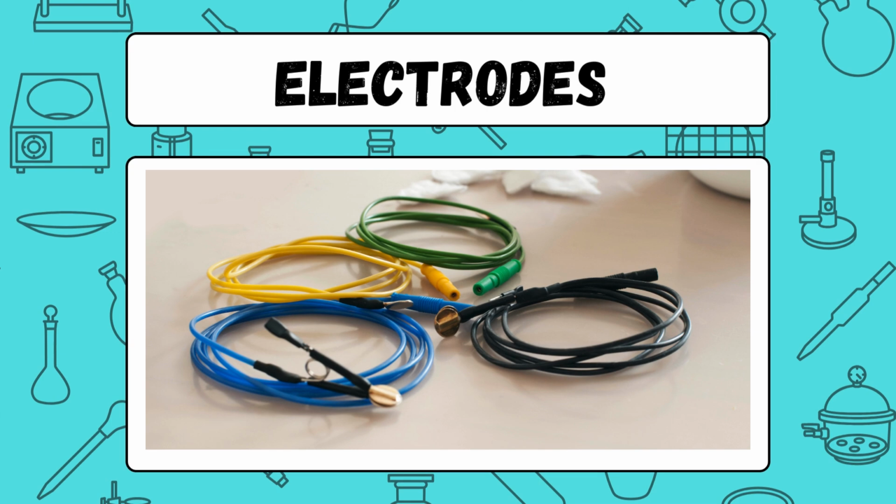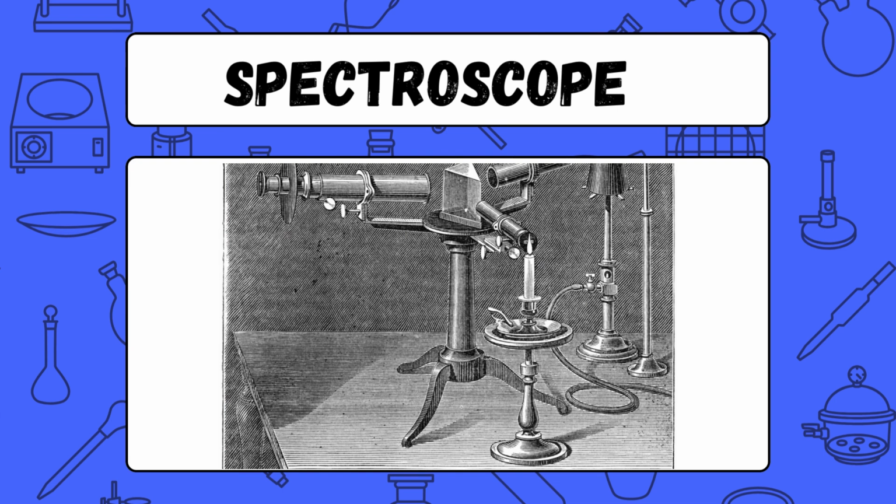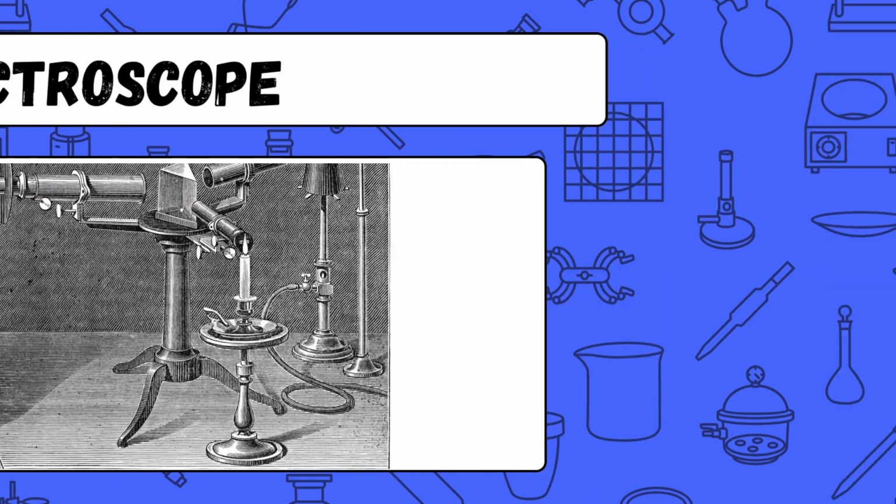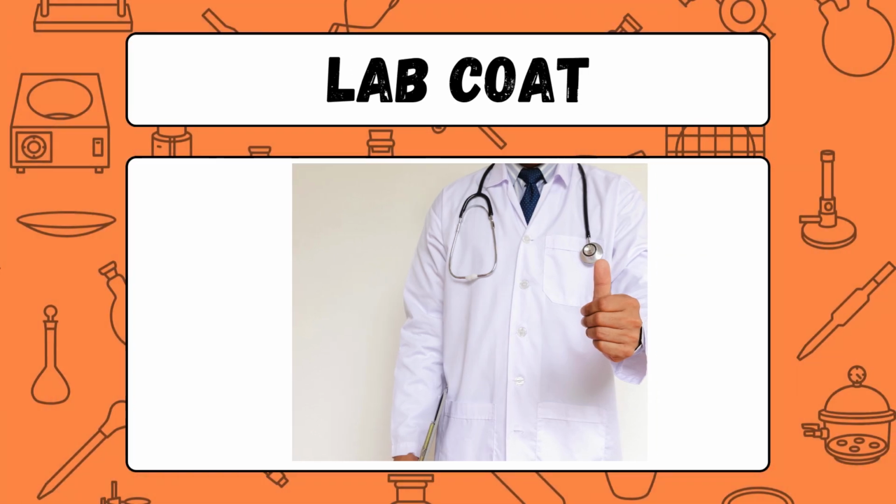Electrodes. Electrodes are conductive materials used to make electrical contact with a non-metallic medium, such as a solution or gas. Spectroscope. A spectroscope is an instrument used to observe and analyze the spectrum of light emitted or absorbed by a substance.